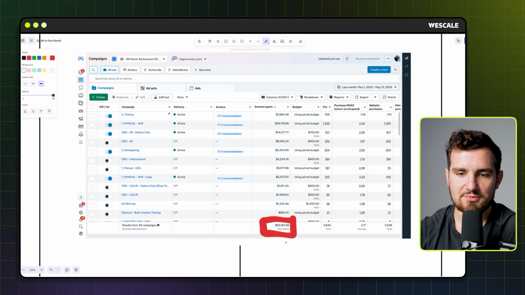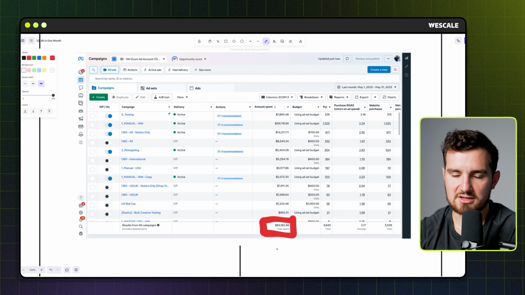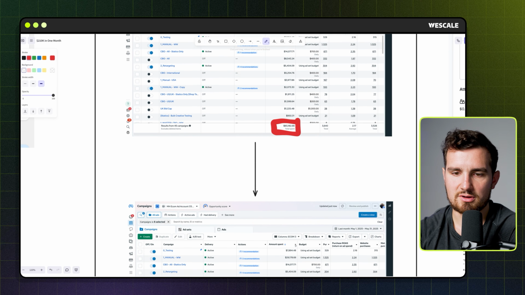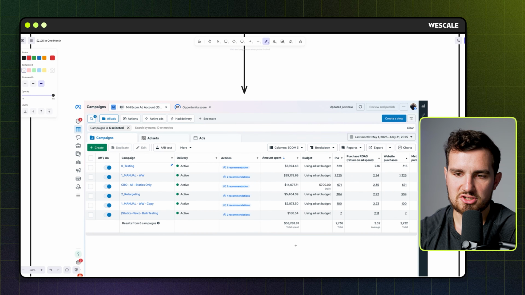But obviously, or maybe not obviously, I shouldn't say that. We start with a fraction of this. So when we start testing the first time, we start with a handful of ads and a much smaller budget.